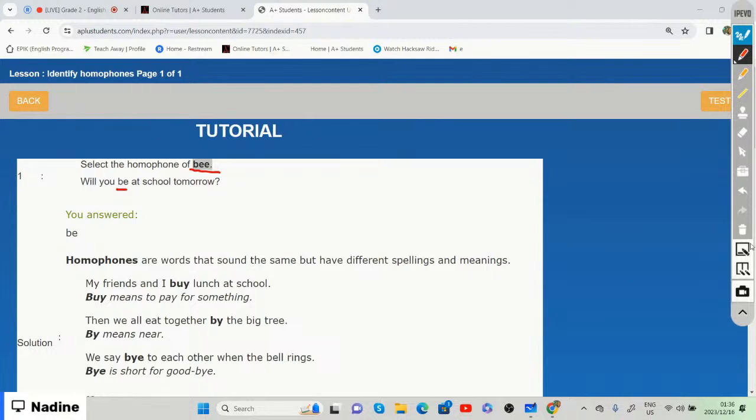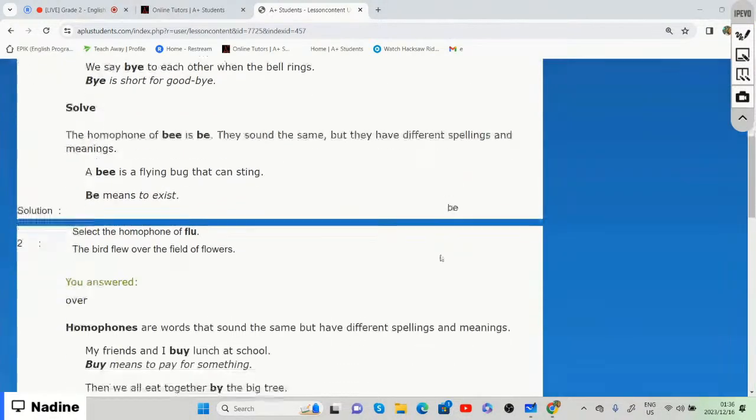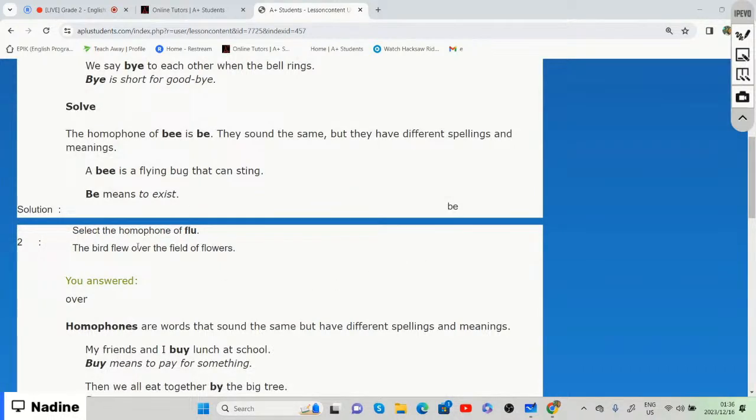And B is correct, right? Because those are homophones, words that sound the same. Now we need to find a word that sounds the same as flew.